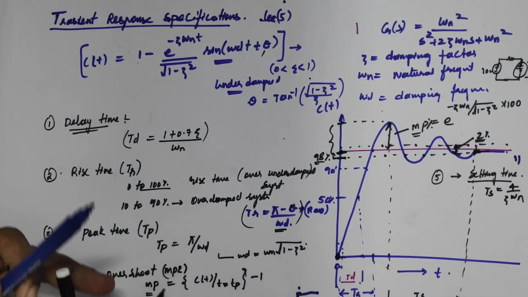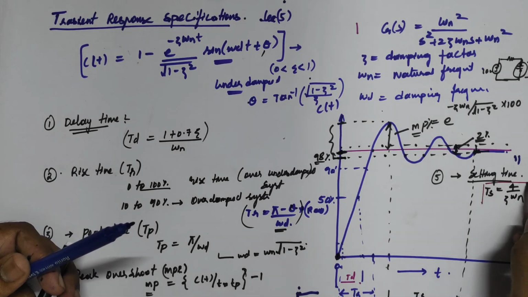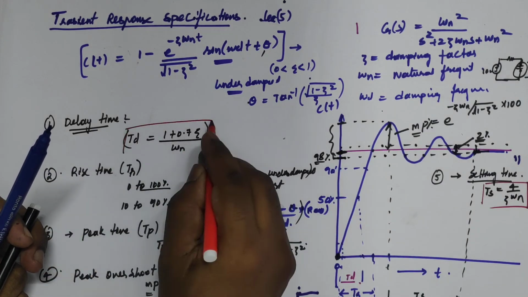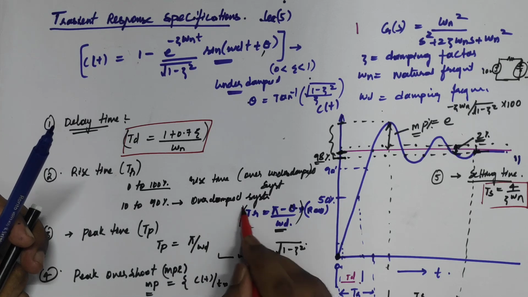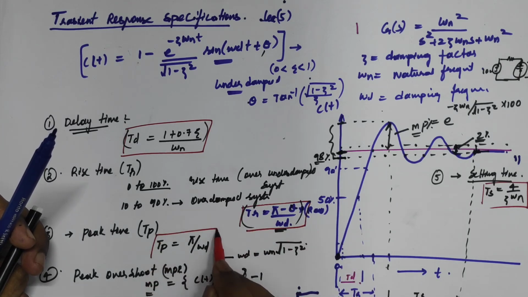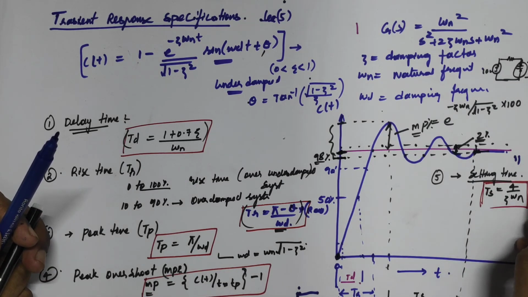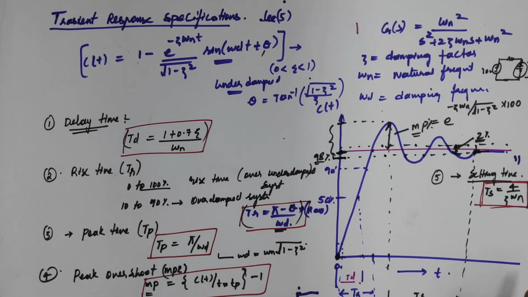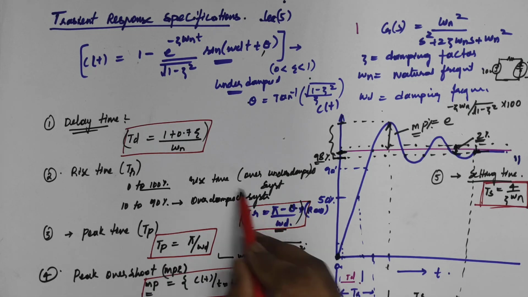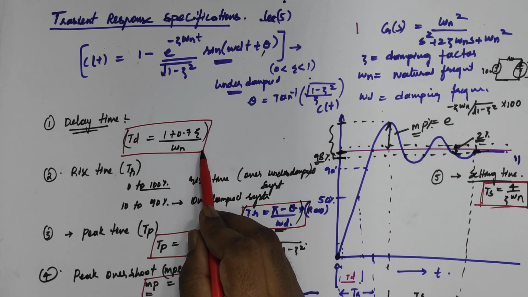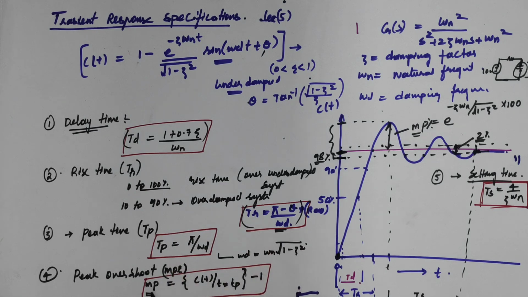These are the specifications we have. The first specification is delay time, the second one is rise time, the third one is peak time, the fourth one is peak overshoot, and the fifth one is settling time. These are the time domain specifications. In the next class we will solve a few problems for the second order function, and we will see the procedures to derive how td, tr, tp, Mp, and ts came. We'll solve that later.